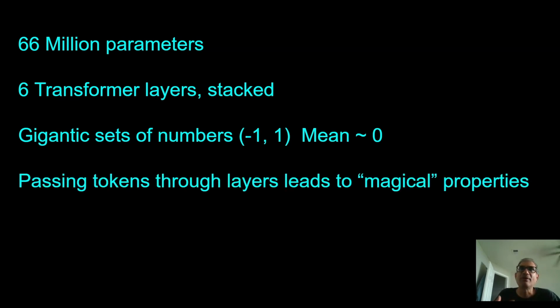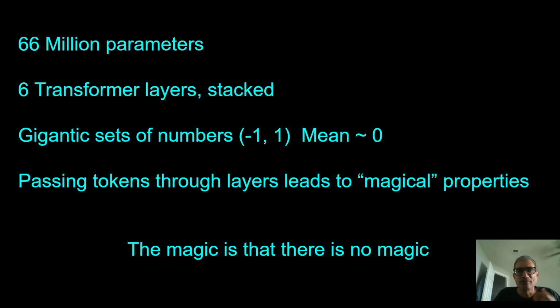But here is the interesting part. When tokens are passed repeatedly through these sets of layers, it seems to lead to the emergence of properties that seem magical, right? They seem to derive meaning simply by running these tokens through these numbers and pointing to different output. So my conclusion is the magic of LLM is that there is no magic. Somehow these numbers work.